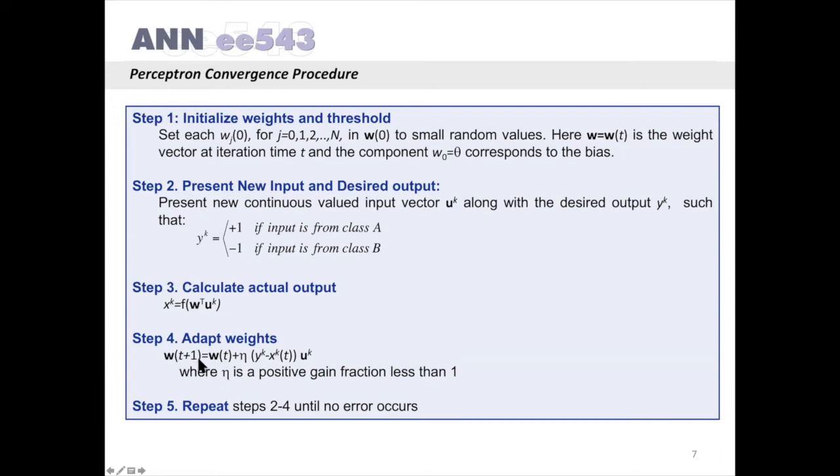Weight at t plus 1 is equal to weight at time t plus eta multiplied by yk minus xk at time t multiplied by input k. Here notice that w is a vector of dimension n+1, and also u is a vector of dimension n+1. All the others here are scalar values. Eta, output and actual output are scalar values, where eta is a positive gain fraction less than 1. This is also called learning rate.